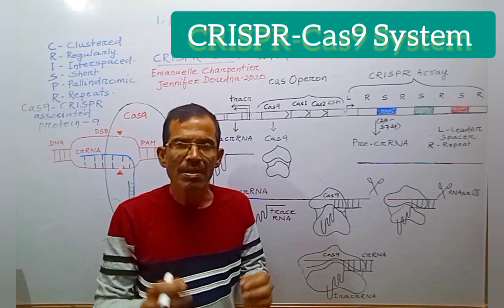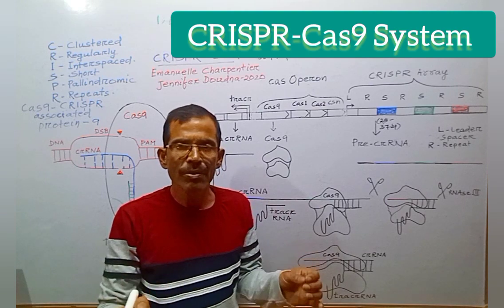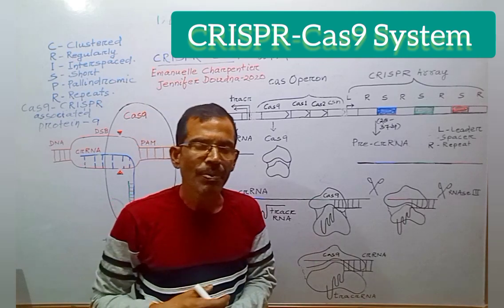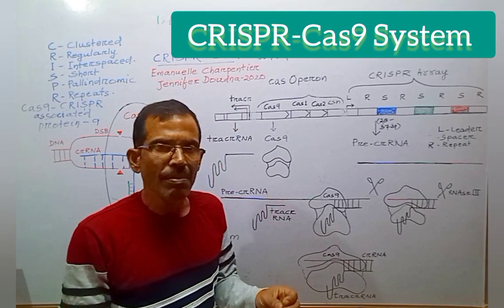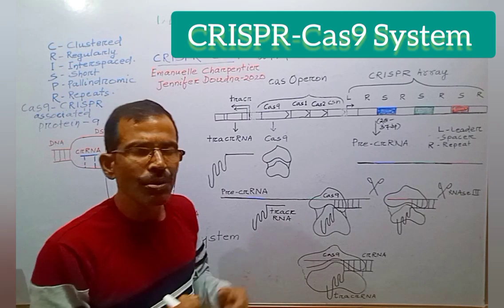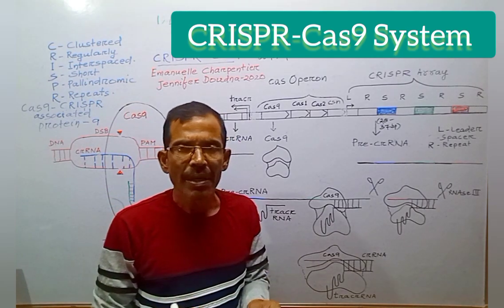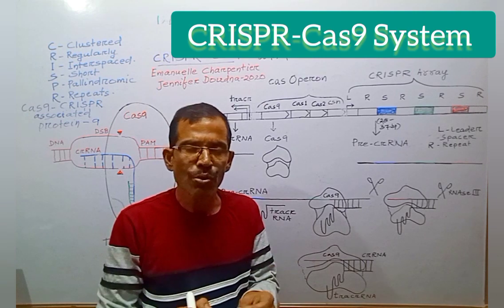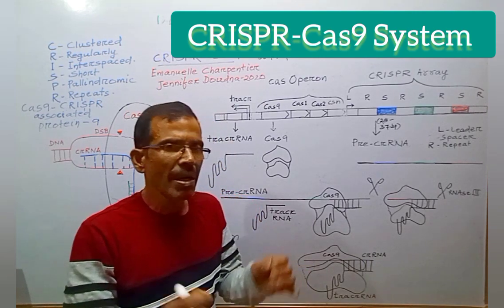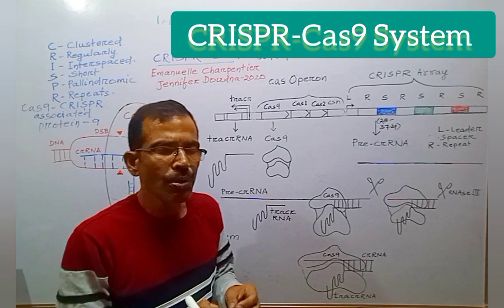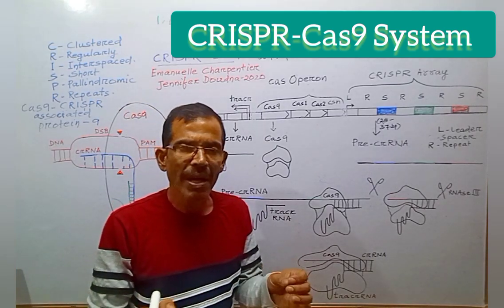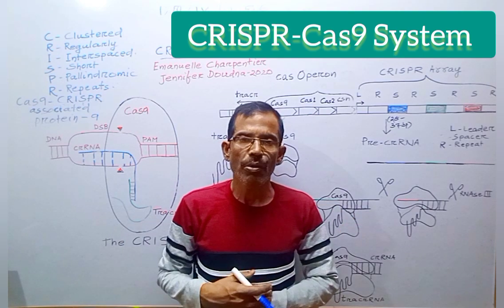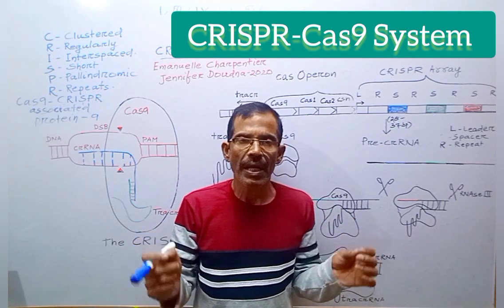The CRISPR-Cas system can be divided into two main classes, class 1 and class 2. Class 1 system is further subdivided into type 1, type 3 and type 4, whereas class 2 CRISPR system is divided into type 2, type 5 and type 6. The CRISPR system has a role in adaptive immunity in bacteria.